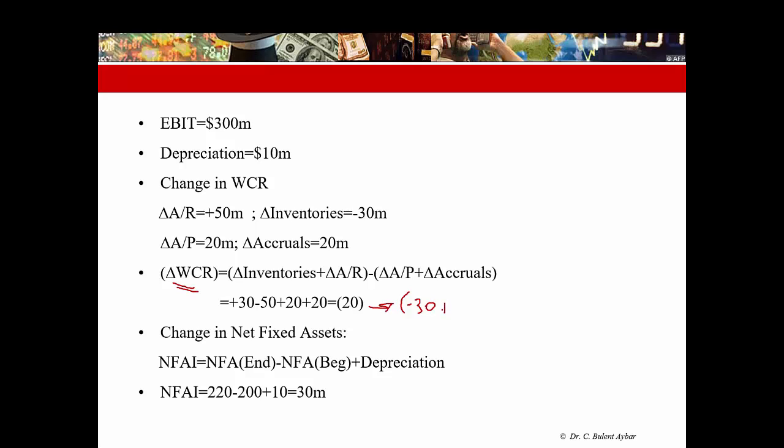And then we have increase in accounts receivables, which is plus 50, minus we have 20 million increase in accounts payables, and 20 million in the accruals. So change in working capital requirement then is equal to plus 20 minus 40, which is equal to minus 20.